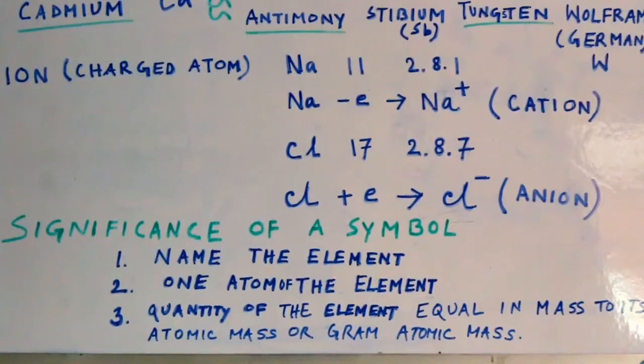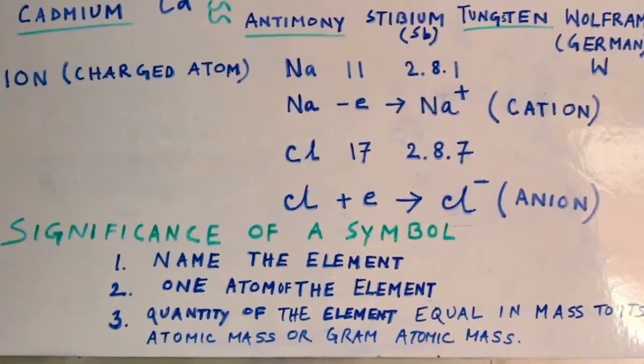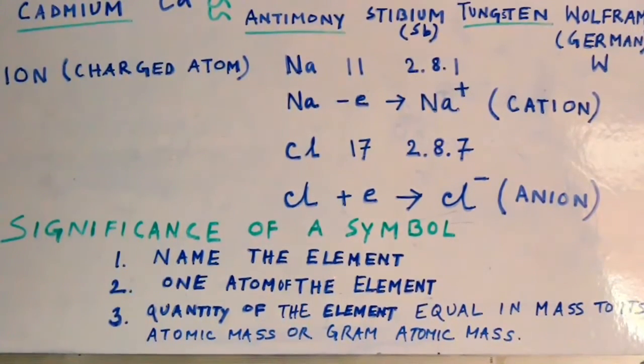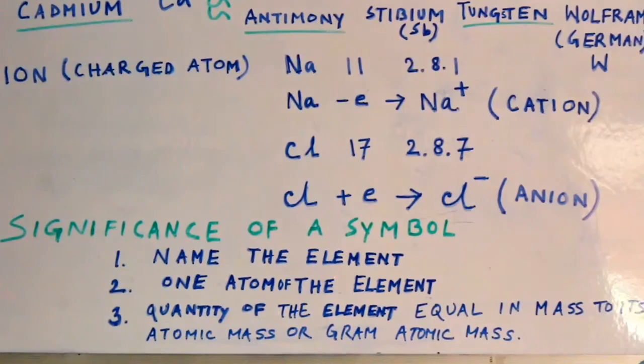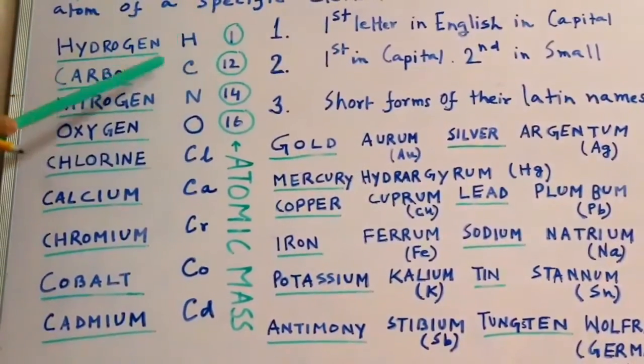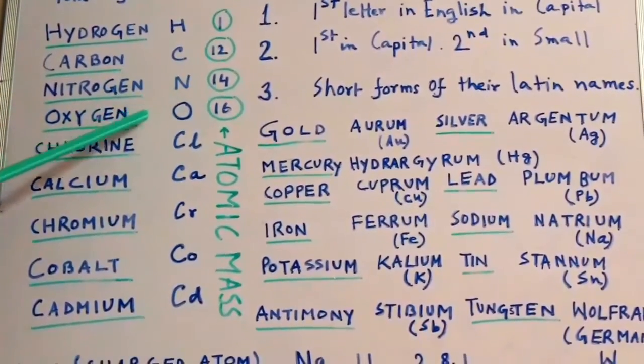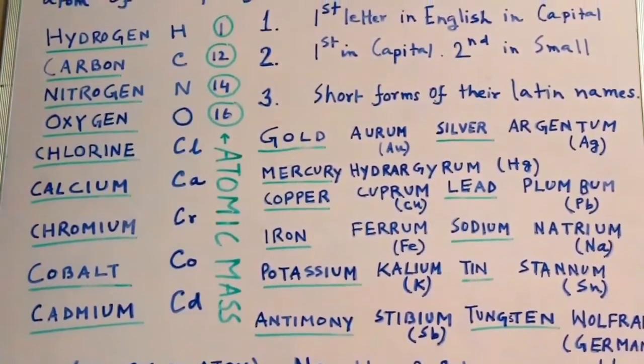In the previous lesson, lesson number 3, I have defined atomic mass in the periodic table. You can go through that. Atomic mass is defined there. Here I have written hydrogen, the atomic mass is 1, carbon, the atomic mass is 12, nitrogen, the atomic mass is 14, oxygen, the atomic mass is 16.